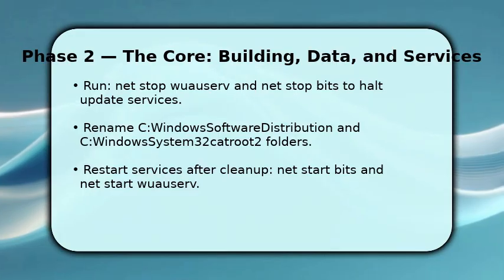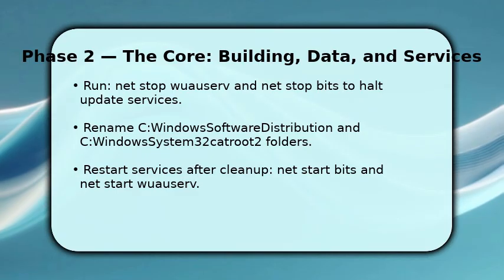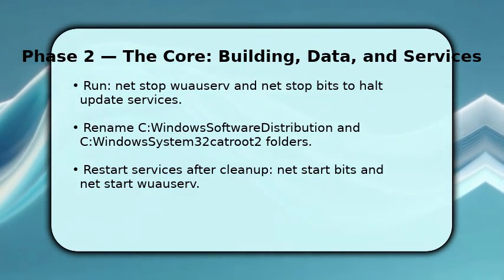Once you're in an elevated shell, execute net stop wuauserv and net stop bits to halt the Windows Update background services. This prevents ongoing downloads or file locks.